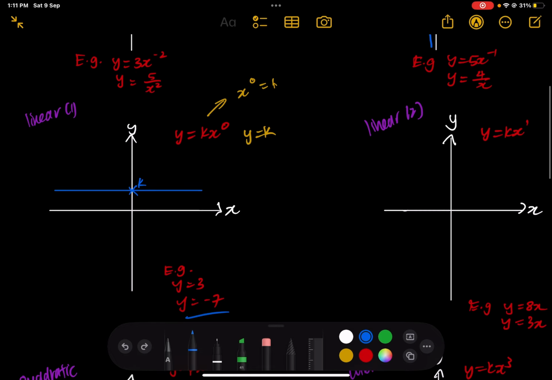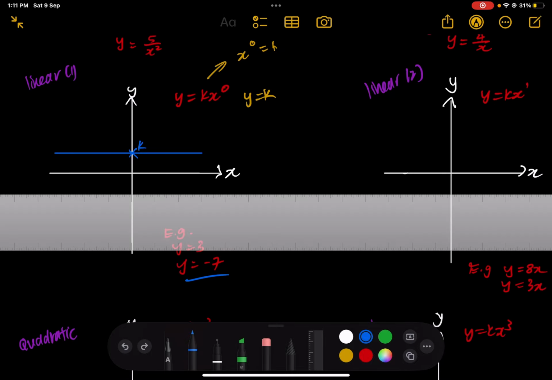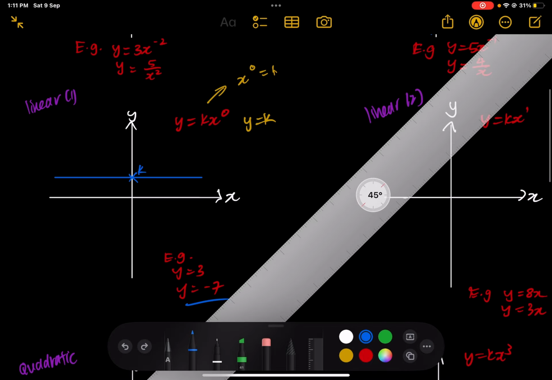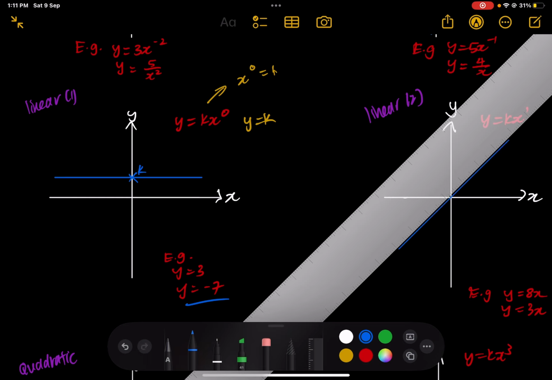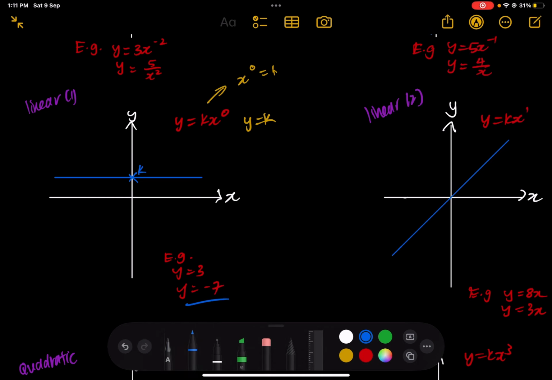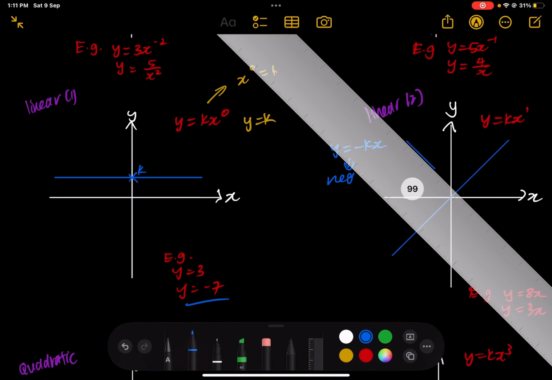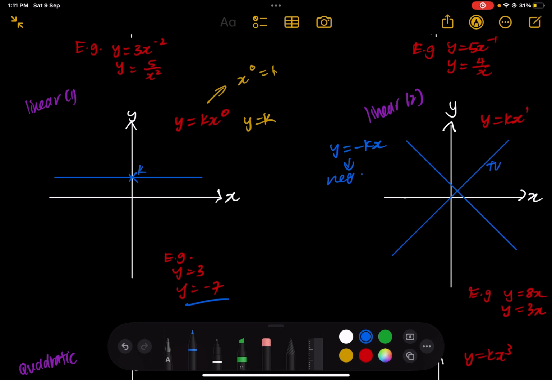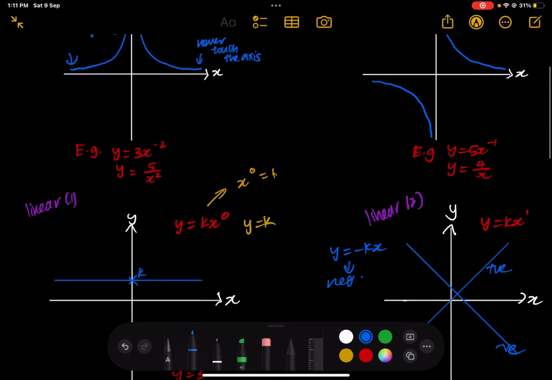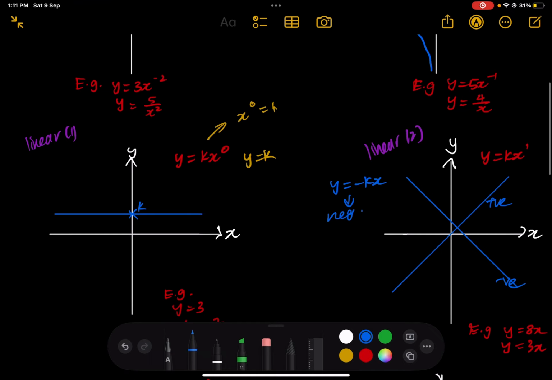Alright, next one. Linear graph, y equals to kx to the power of 1. So this is a linear graph. It is moving upwards. This is a positive graph because it's going upwards. If my coefficient is minus, that means it is a negative graph. If it's a negative graph, it will go the other way, from the top on the left going down to the right. Okay, so this is positive, this is negative. For all these you just flip, then it's negative already.